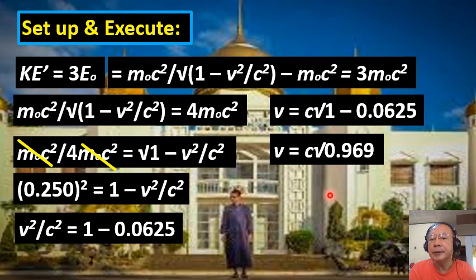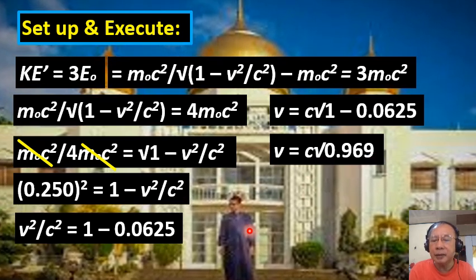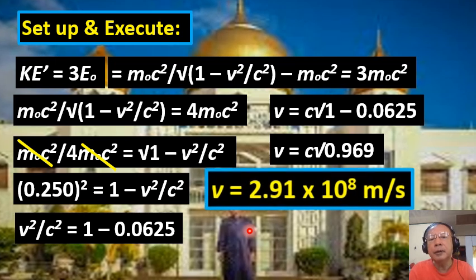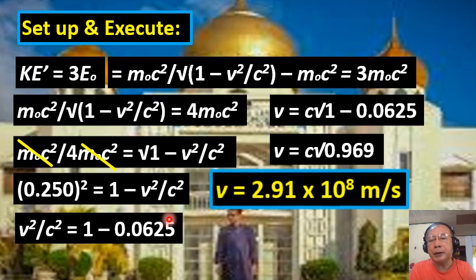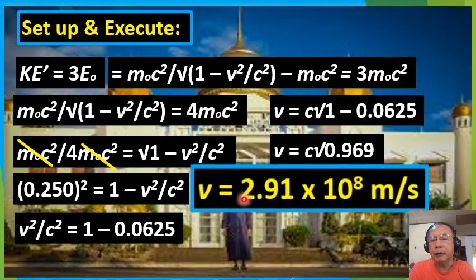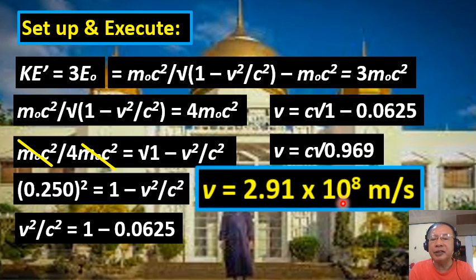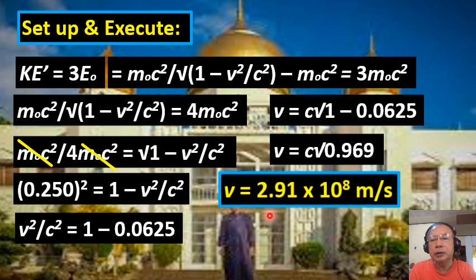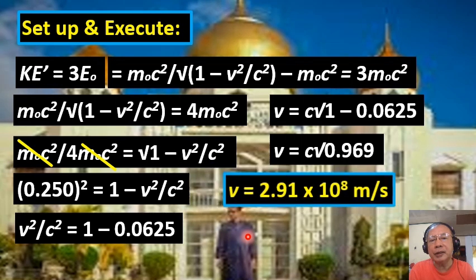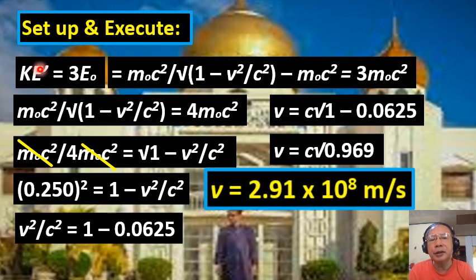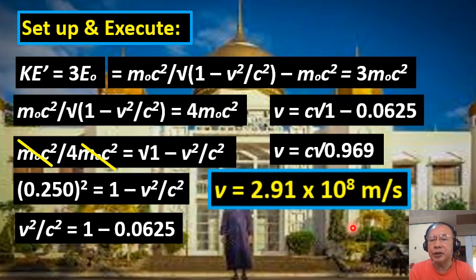And finally, when we get the square root of 0.969 and then multiply to the speed of light, we finally get the value of our target variable, the speed of the particle v, all right, equal to 2.91 raised to the 8th power meters per second in 3 significant figures. So this is the speed of the particle, so that its relativistic kinetic energy, Ke prime, will just be 3 times its rest energy.